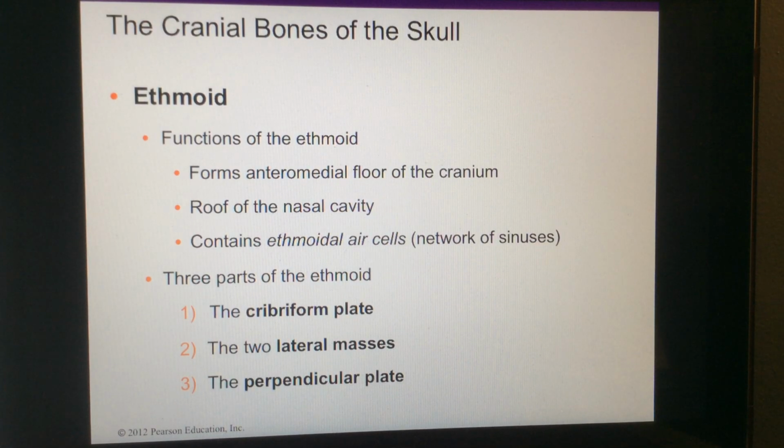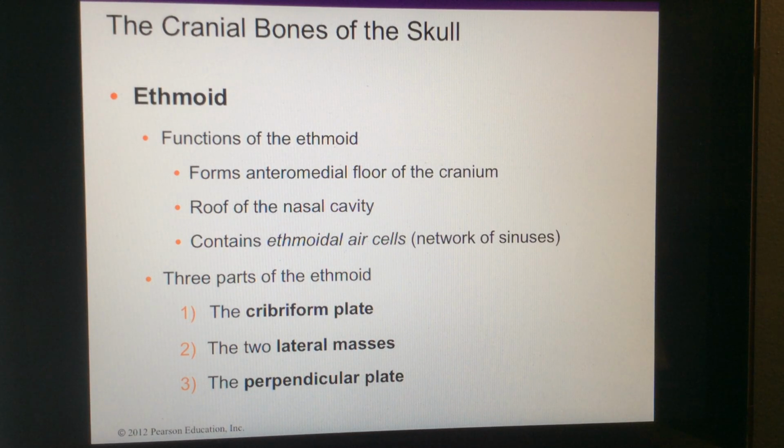Ethmoid is going to be the anterior medial floor near the cranium. It's going to be the roof of the nasal cavity and part of the nasal septum and the medial orbital wall. It also contains a network of sinuses, ethmoid air cells, to flush the surfaces of the nasal cavities. This bone is very difficult to visualize in an intact skull. So again, you can appreciate that case in the lab with the disarticulated skull.